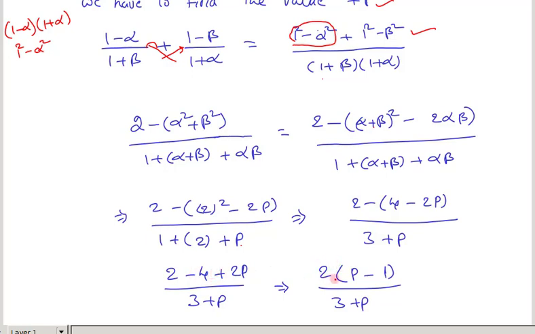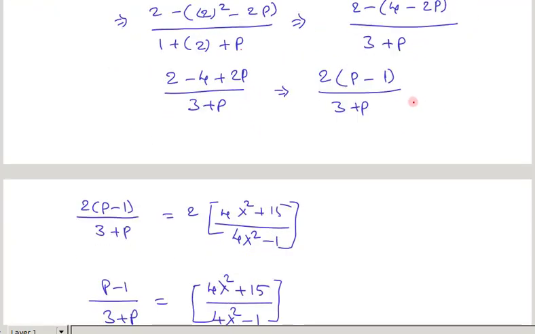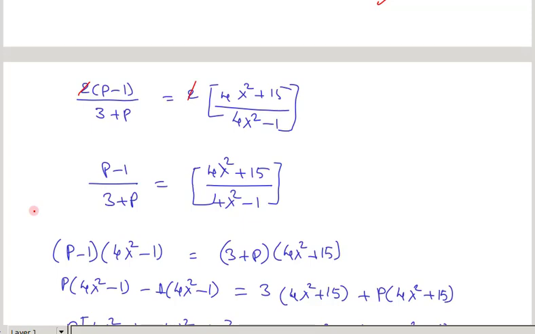From that, if you take 2 as common, the numerator can be written as 2 of p minus 1 by 3 plus p. Now this value they mentioned as 2 of 4 delta square plus 15 by 4 delta square minus 1. Here 2 gets cancelled. So this equation can be written as p minus 1 by 3 plus p is equal to 4 delta square plus 15 by 4 delta square minus 1.